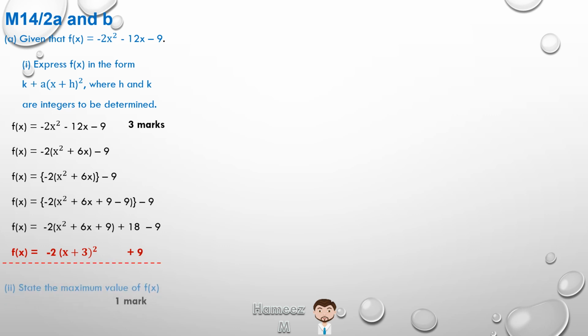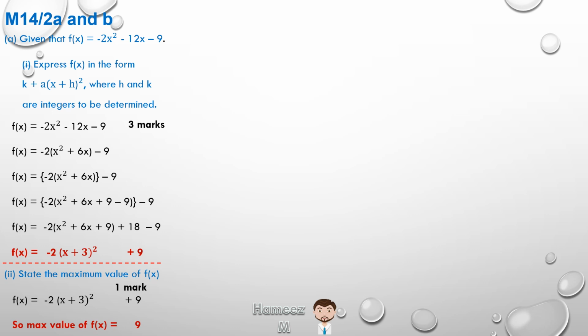Part 2. State the maximum value of f of x. So f of x is, let's write it in that form that we just got, minus 2 x plus 3 squared plus 9. And how do we get the maximum value? It will be when the brackets work out to be 0. And when the brackets work out to be 0, then f of x will be equal to 9.